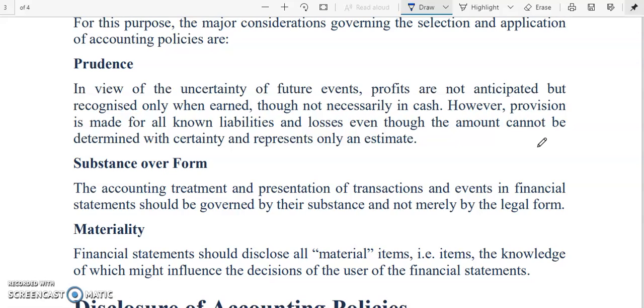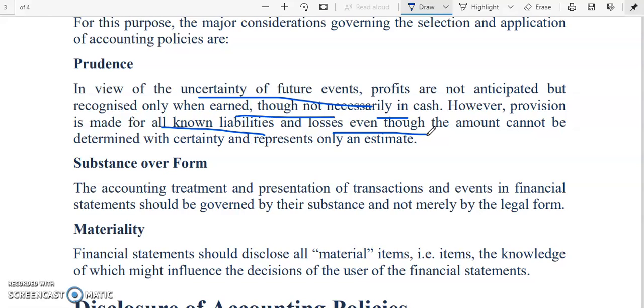All of us know that the future is uncertain. We cannot predict the future. So in view of the uncertainty of a future event, profits are not anticipated but recognized only when they are earned, though not necessarily in cash. So profits are recognized only when they are earned on an accrual basis. However, provision is made for all known liabilities and losses, even though the amount cannot be determined with certainty and represents only an estimate. So what is the meaning of prudence?